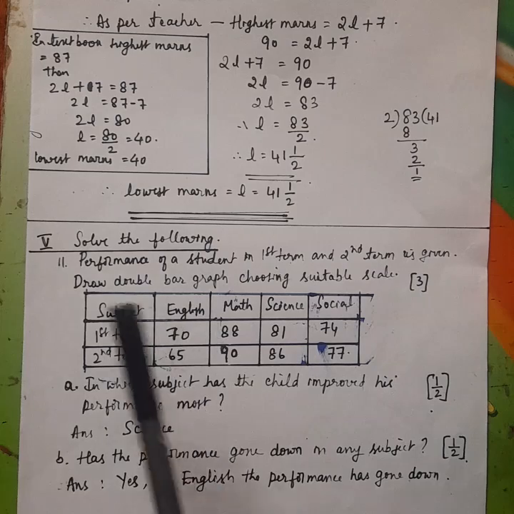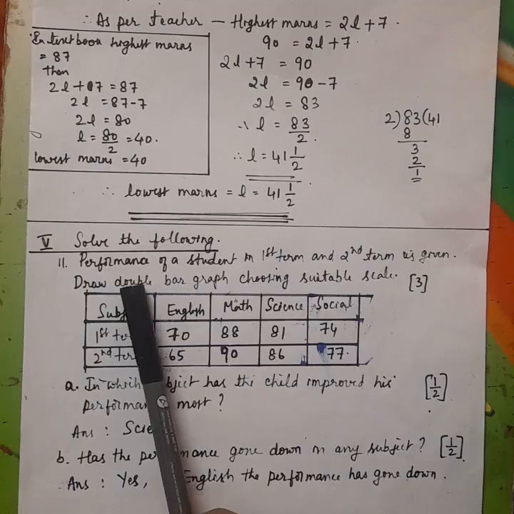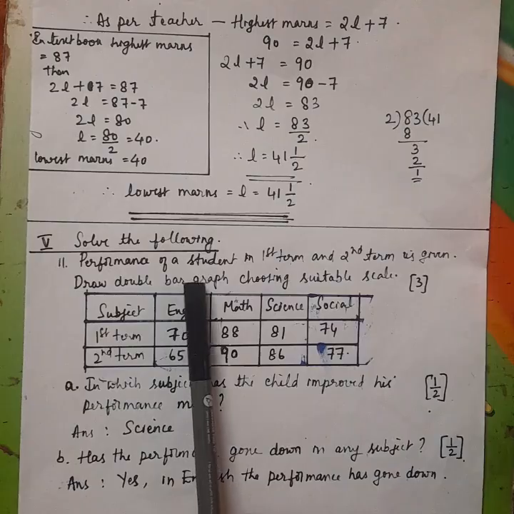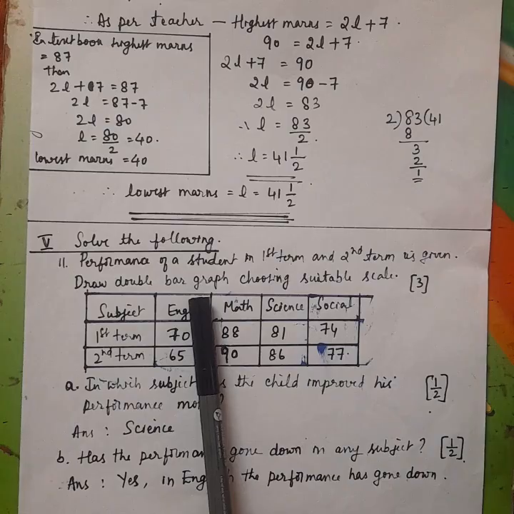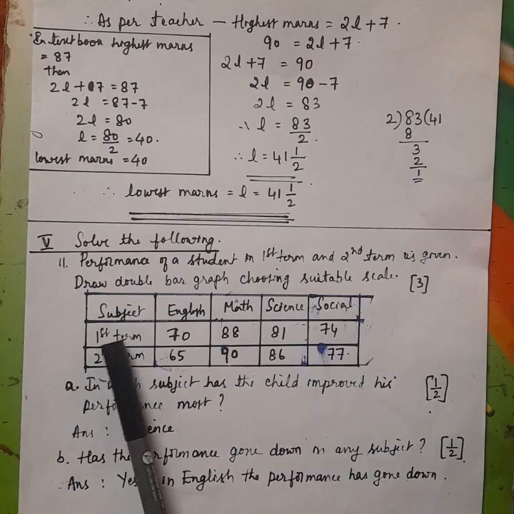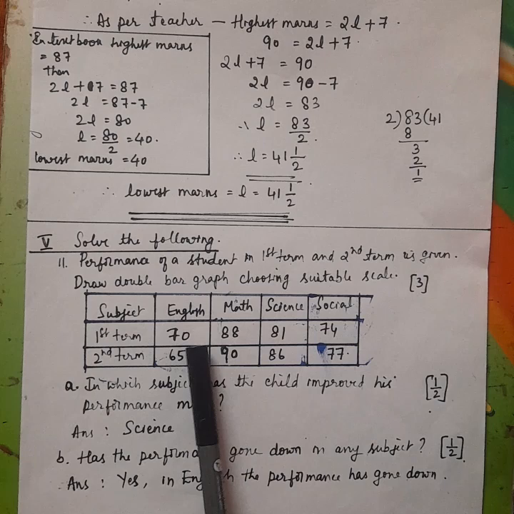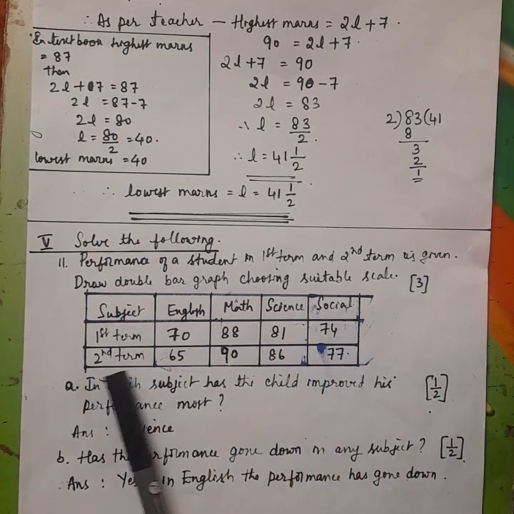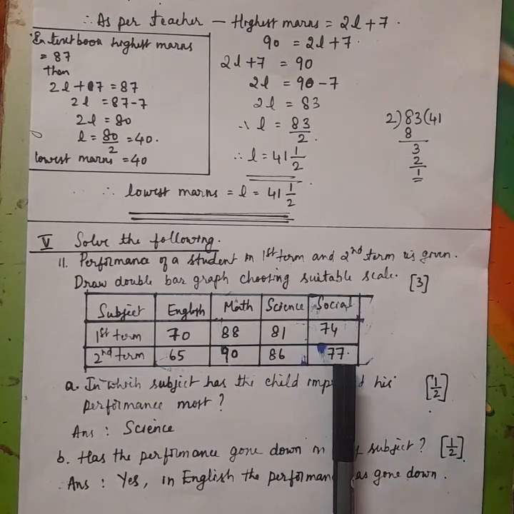Now let's go to the next question. Main question number 5, sub question number 11. Solve the following. We have 4 marks for this question. The question is, the performance of a student in the first term and the second term is given. Draw a double bar graph choosing a suitable scale. The subjects are English, Maths, Science and Social. In the first term they have taken 70 here, 88 here, 81 in Science, 74 in Social. In the second term 65 in English, 90 in Mathematics, 86 in Science, 77 in Social.